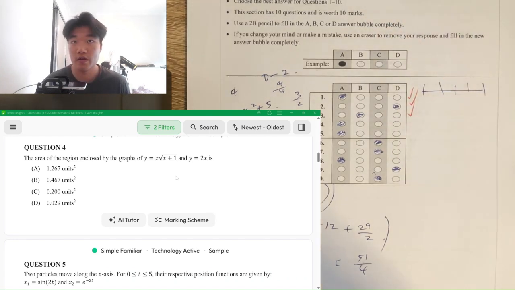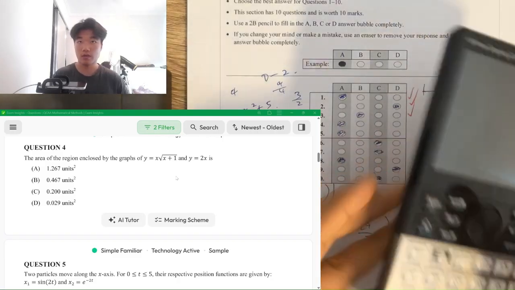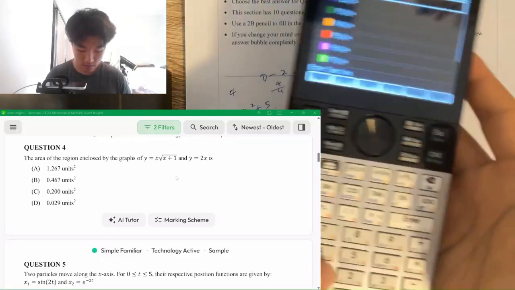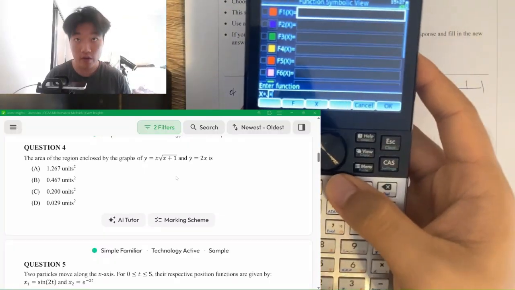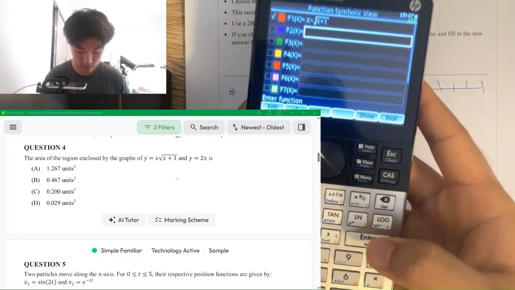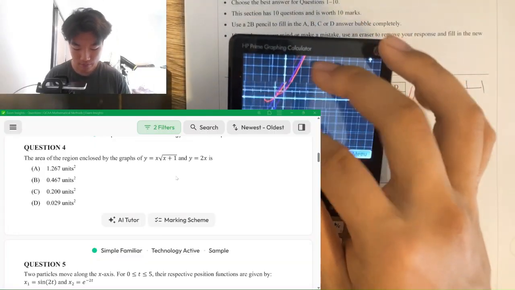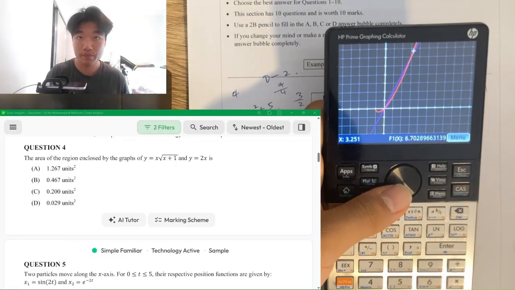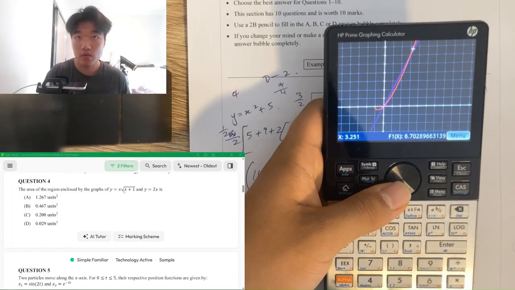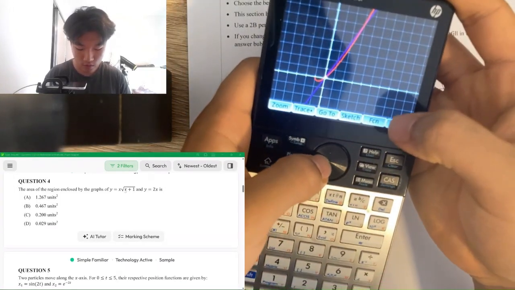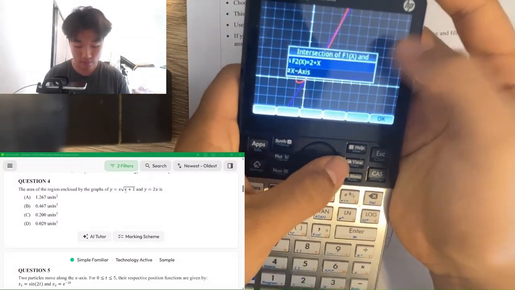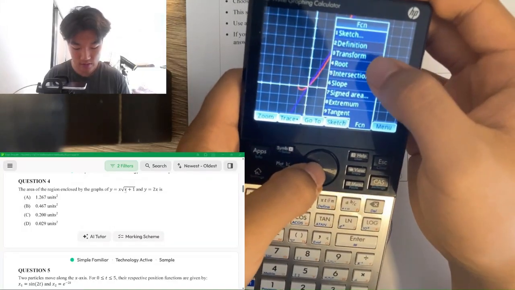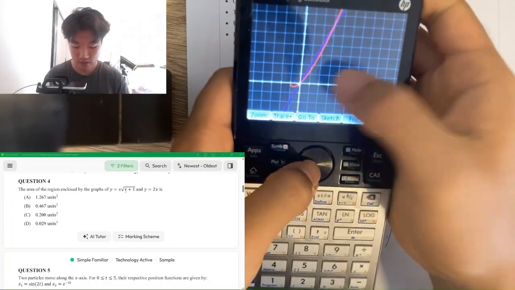Question 4. The area of the region enclosed by the graphs. So this is tech active, just use technology. Okay, so first we graph x times square root of x plus 1, and then the second graph is 2x. Then we plot it. Okay, so the area enclosed between the functions. So what we're trying to do is we're going to use the HP Prime, first find the intersection points, so the bounds. They intersect at 0, which makes sense. There's another intersection point at 3, so 0 to 3.